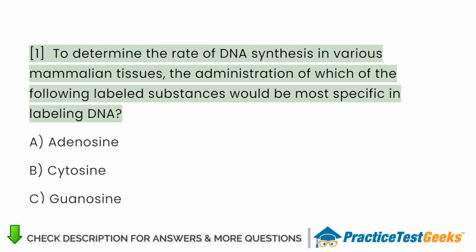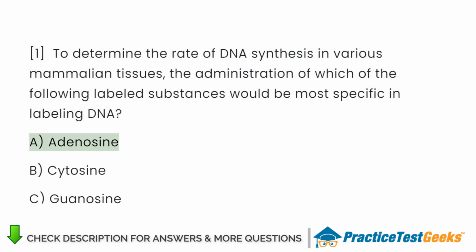To determine the rate of DNA synthesis in various mammalian tissues, the administration of which of the following labeled substances would be most specific in labeling DNA? A. Adenosine. B. Cytosine. C. Guanosine.